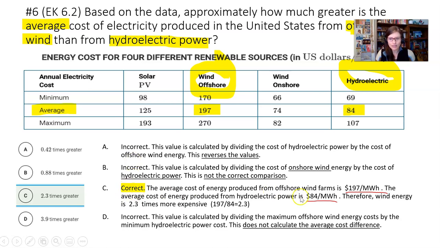So here C is correct because we grabbed that 197 from offshore wind farms versus the 84 for hydroelectric. Divide 197 by 84. That gives me 2.3. A is incorrect because it reversed the values. So you might have flipped them. But remember, it's asking how much greater the electricity from wind is than hydroelectric. So if you're looking at greater, you know that the larger number has to go on top, right? So that was an easy mistake. Some folks went to A for that. Some of you, like I said, looked at onshore wind, or you didn't look at the averages.